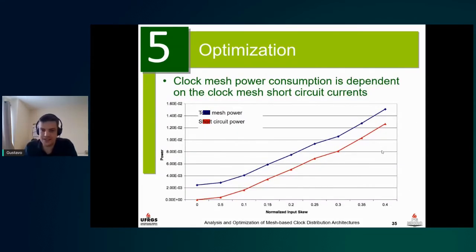This chart here shows a comparison of how much of the power consumption is coming from the charge and discharge of the capacitance of the clock network and how much comes from the short circuit inside the clock mesh. On the x-axis, we can see the input skew applied to the clock mesh. As we increase the input skew, not surprisingly, we see an increase in the short circuit current, and it becomes dominant very fast. So that shows that to optimize the clock mesh, we want to tackle the short circuit current.